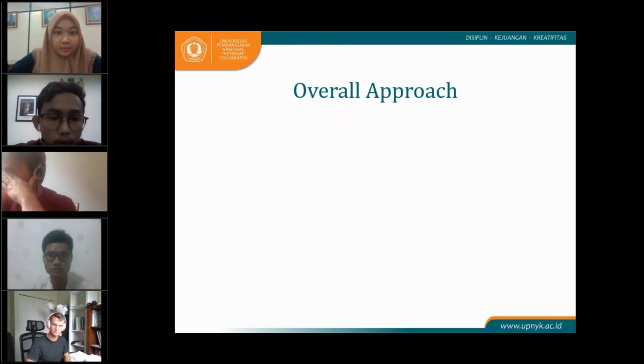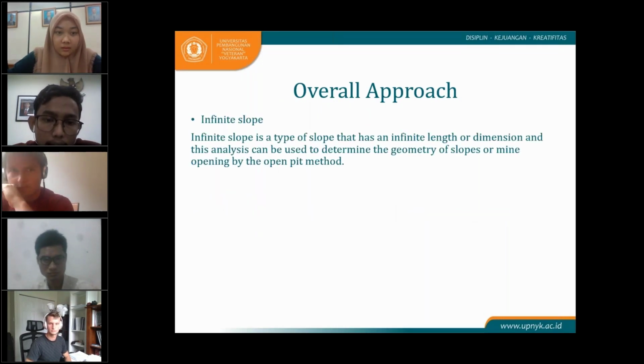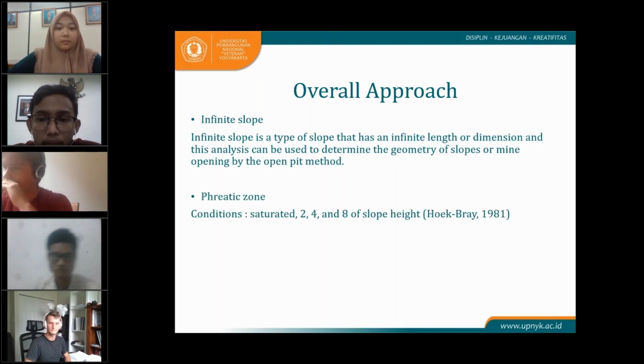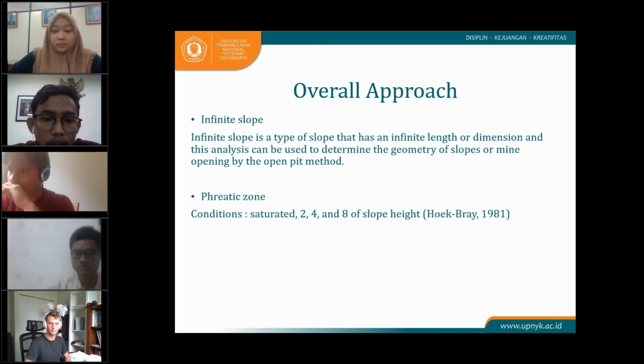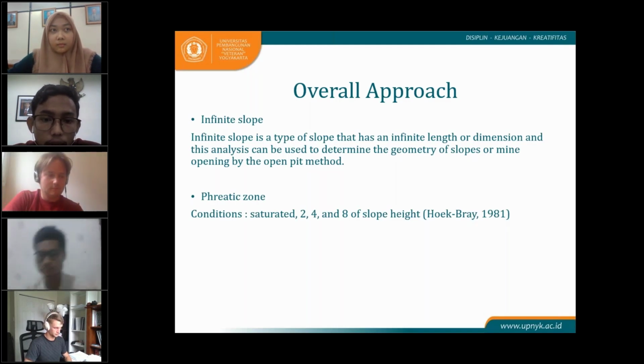Next, overall slope approach. Infinite slope is a type of slope that has an infinite length, and this analysis can be used to determine the geometry of slope or mine opening by the open pit slope method. So it can be related with the aim of the study case that has infinite length and depth, also to obtain the optimal depth for the open pit method. With this assumption, two-dimension modeling can be the way to solve this study case.